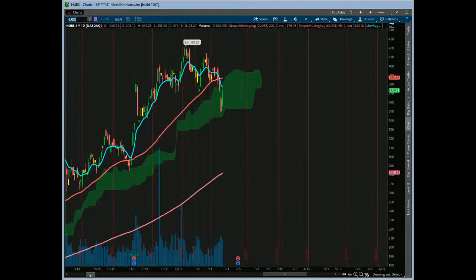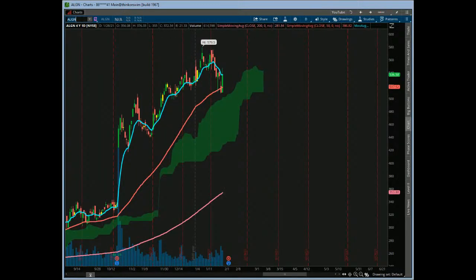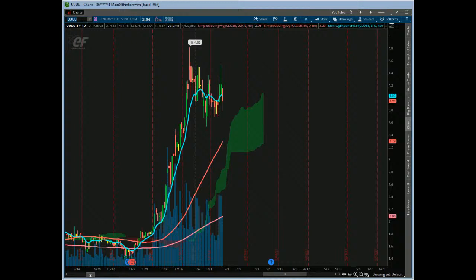HUBS, yep, good push to fill the gap, still below the 80MA on that one. ALGN, crazy swings on this one today, but a big push there at the 80MA. And then U, let's take a look. A little bit below the 80MA, but kind of hanging in there, looking like a large bull flag, right? So kind of doing that bull flag type thing. Keep an eye on that one too.